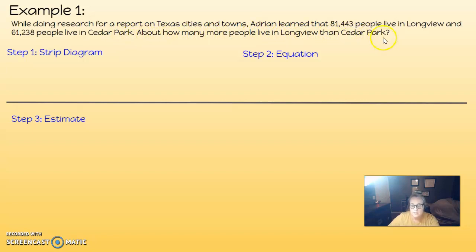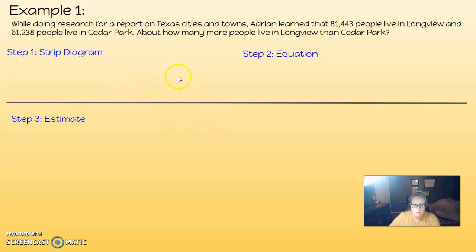So we're going to look at the important information so we can figure out what our strip diagram is going to look like. Before we do that, I want to talk about this word right here. It says about how many more people live in Longview than Cedar Park. Whenever you see it say about or approximately, that's usually your clue that you're going to estimate because it doesn't want to know exactly, it wants to know about.